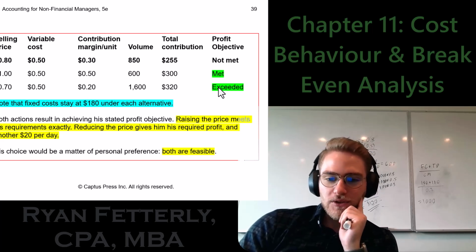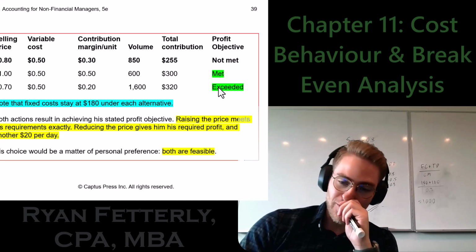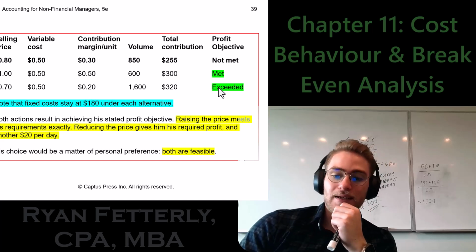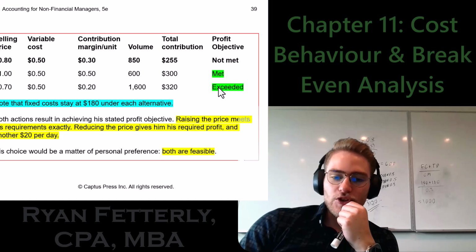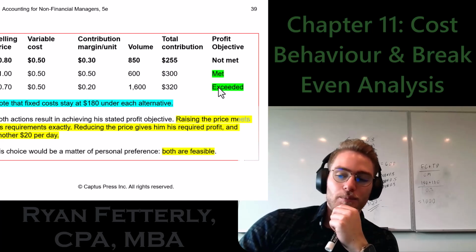So both actions result in achieving his stated profit objective. Raising the price meets his requirements exactly, but reducing the price gives him an extra profit of 20 bucks a day if it's worth selling that much volume. This is what dollar stores usually do, right? So his choice would be a matter of personal preference. Both are feasible.